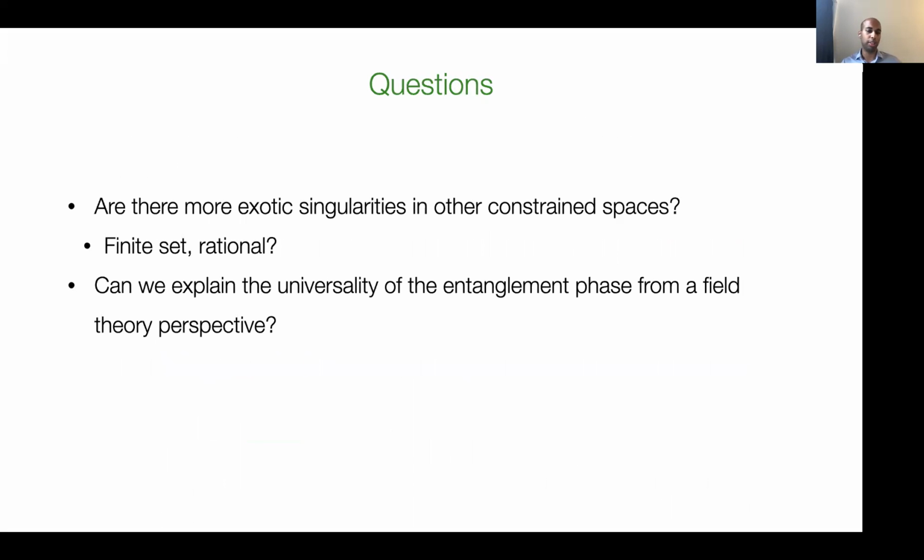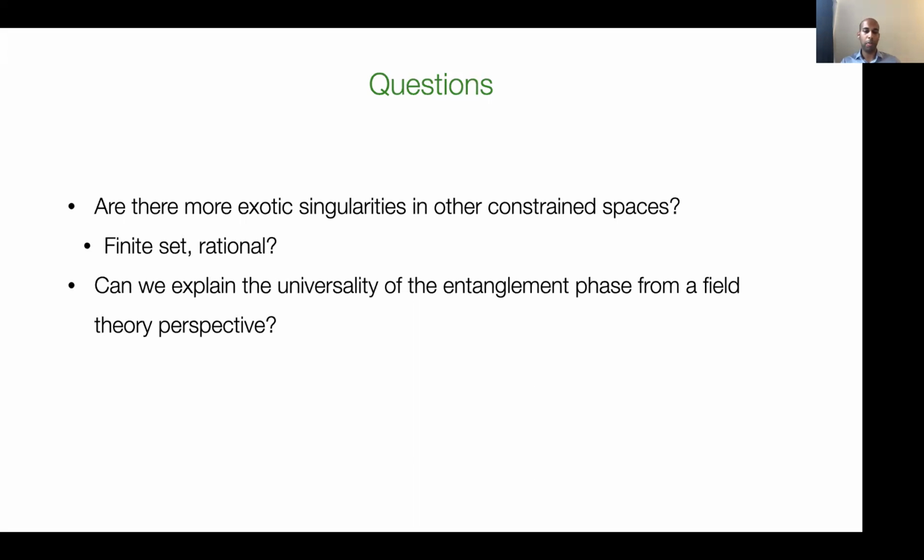Some questions that this automatically leads to: are there other exotic singularities? Because you got a half and a 2/3. Are there a finite set of rational singularities, maybe 3/4, or only odd ratios? And also, how do we explain the universality of the entanglement phase from a field theory perspective?